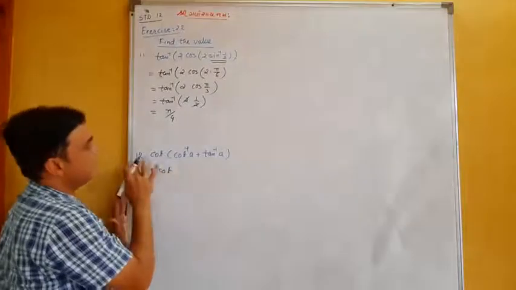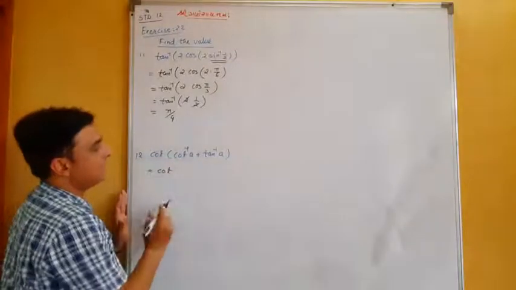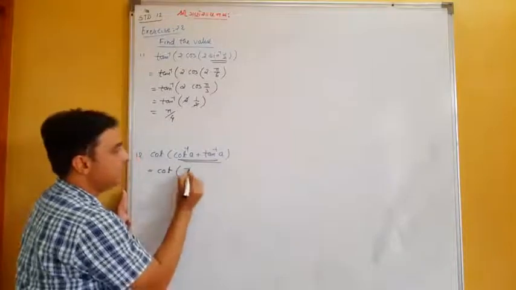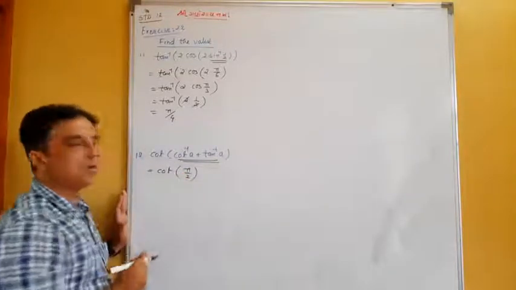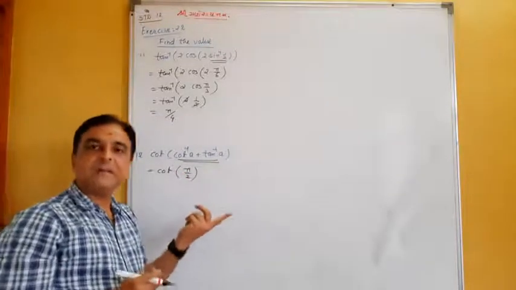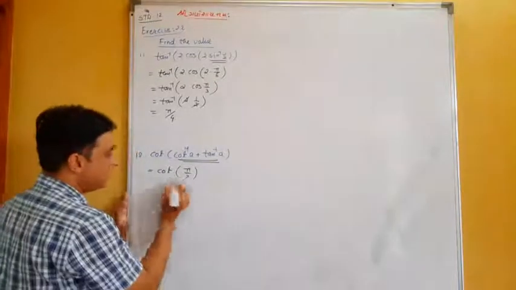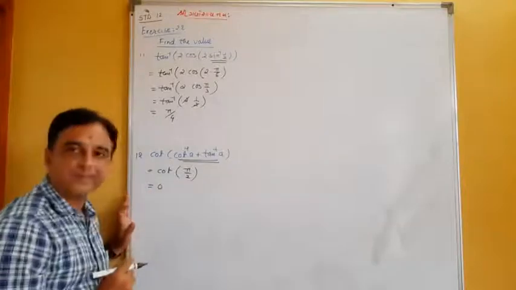Here, 12th one: cot inverse a plus tan inverse a. Cot inverse a plus tan inverse a is pi by 2. It's a formula: tan inverse x plus cot inverse x is pi by 2. And cot pi by 2 is 0.